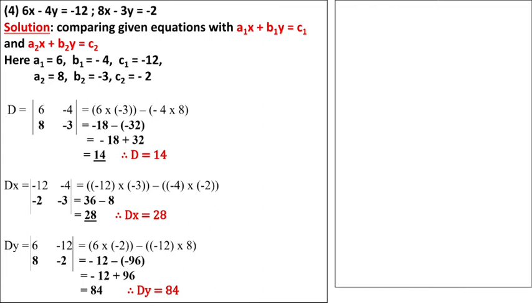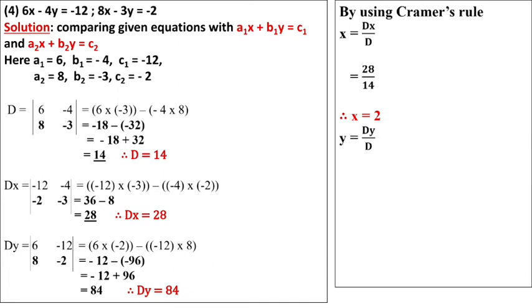By using the Cramer rule, x equal to dx upon d. So the dx value is 28 and the d value is 14. 14 1s are 14, 14 2s are 28. So x value we got is 2. Now y equal to dy upon d.